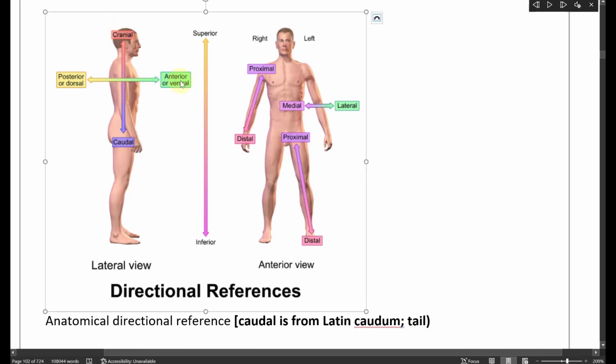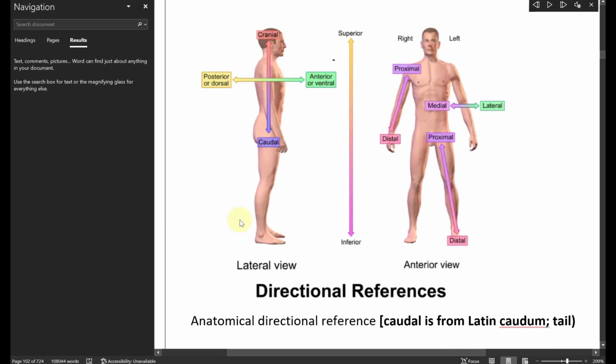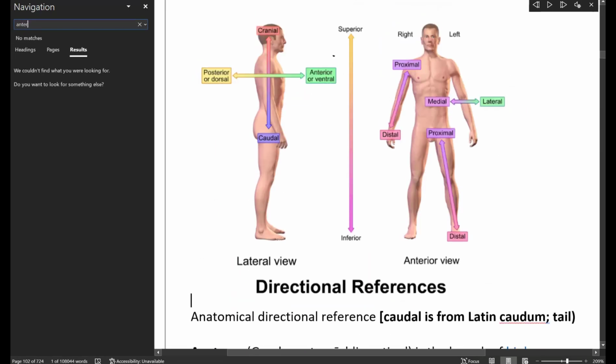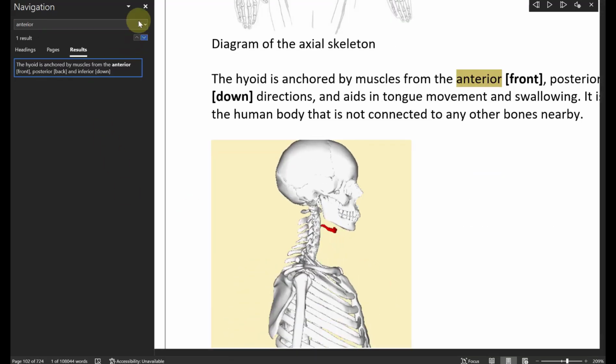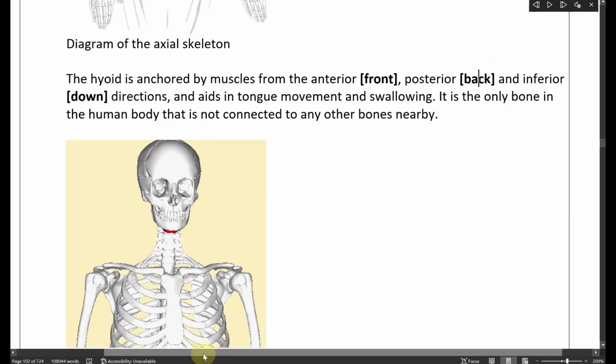Then you have the anterior, the front, or ventral. Then you have the posterior, or dorsal, in the back. Superior is going up, and inferior is down. So there's inferior, posterior, and anterior in the front, and superior is on the top. So let's go back: anterior is the front, posterior is back, inferior is downwards.